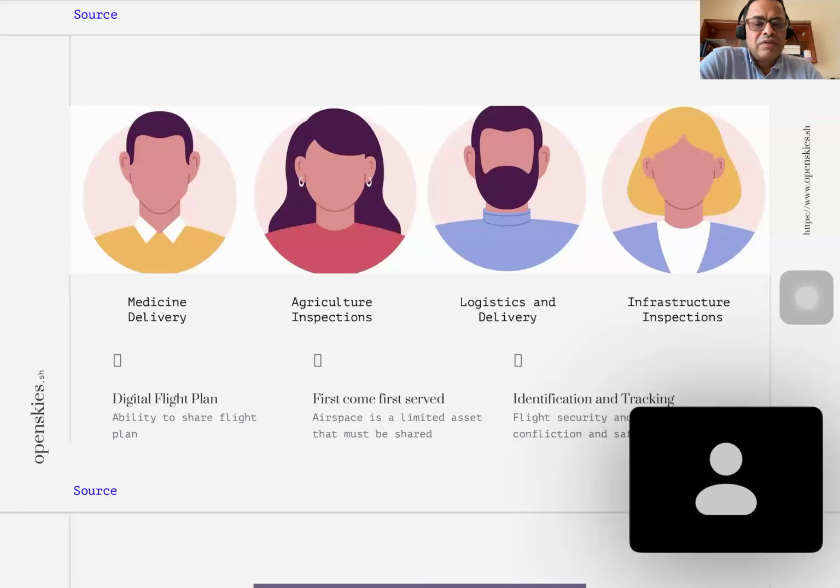And then finally, you have obviously identification and tracking and things like flight security, deconfliction, and so on. So these form the foundational pillars of a UTM system. Essentially, what we have is new operations, new aircraft that are mainly digital, and airspace that is limited, but kind of is on a first come, first served basis, and we have identification and tracking.